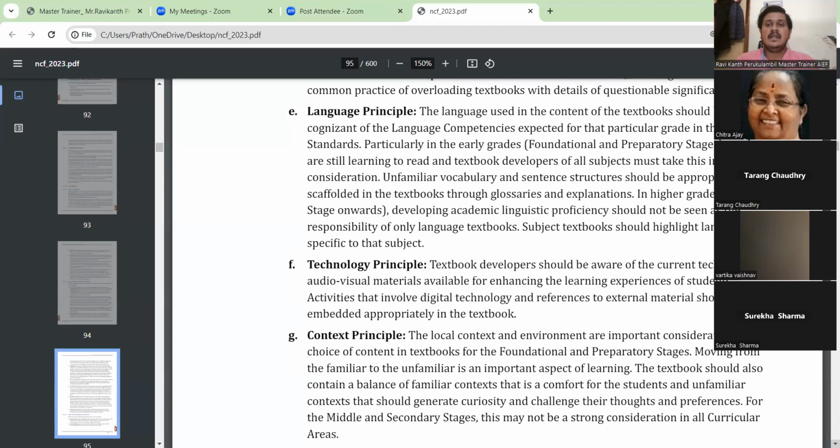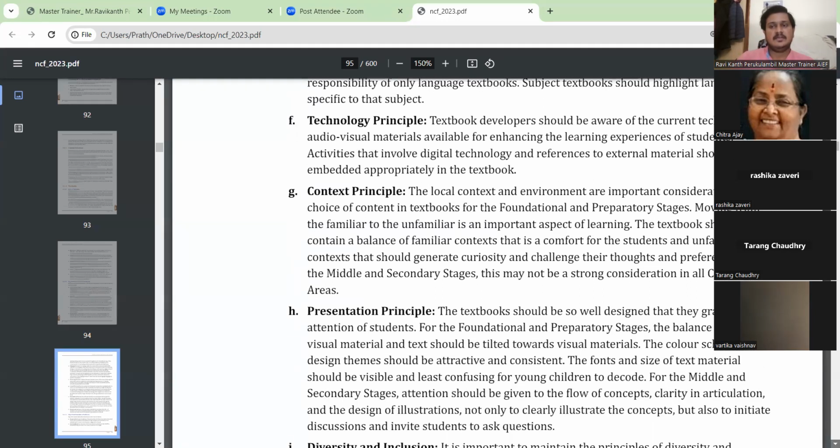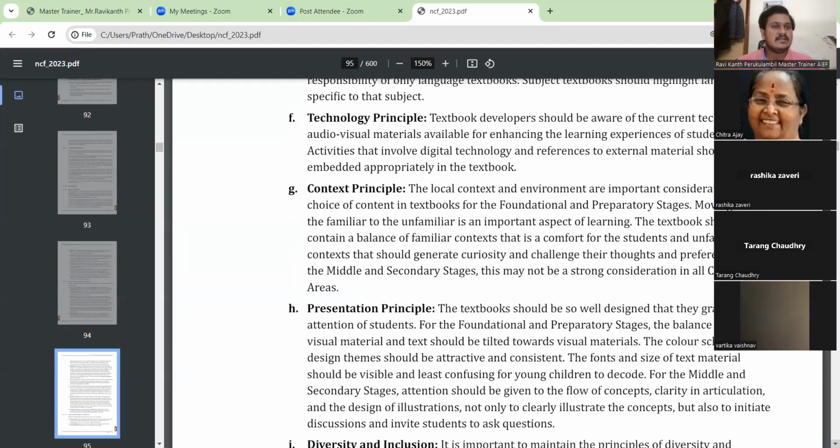Okay. In higher grades like middle stage onwards, developing academic linguistic proficiency should not be seen as the responsibility of only language textbooks. Okay, it is not only always the language teacher or language textbooks, it's the responsibility of everyone. Subject textbooks should highlight language use specific to that particular subject, which means every language has got its own terminology, isn't it? So based upon that, the glossary has to be given so that children will understand how to use a particular word.